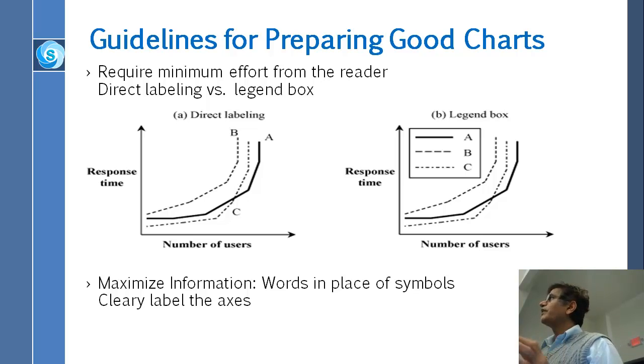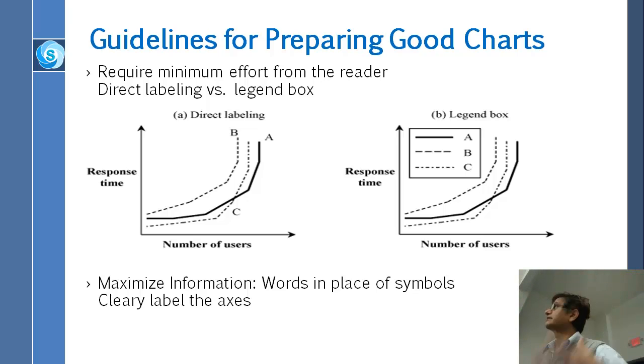So you really want to put as much information as possible. Instead of putting A, B, C, what you should really be putting is the words: Dell PC, HP PC, IBM PC. Just put the words right there, because now they don't have to go back to some place and ask what ABC is.